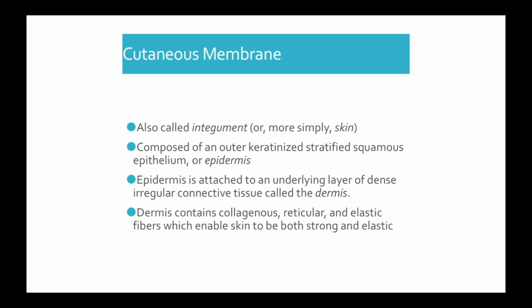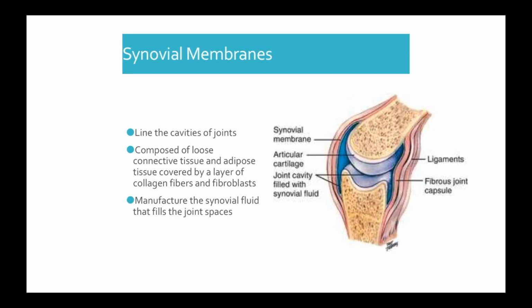Cutaneous membrane, also called integument, is composed of an outer keratinized stratified squamous epithelium, or epidermis. And remember, keratinized means it's been infused with keratin and it acts as a protective and waterproof layer. The epidermis is attached to an underlying layer of dense irregular connective tissue called the dermis, and the dermis contains collagenous, reticular, and elastic fibers, which enable skin to be both strong and elastic.